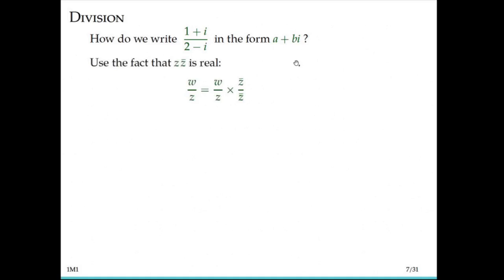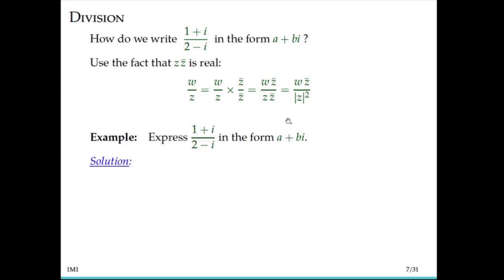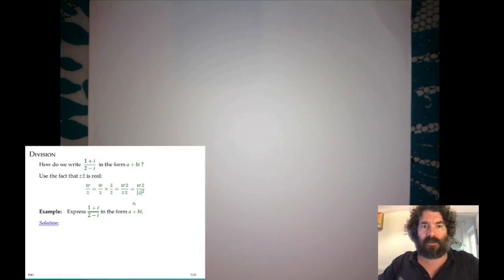Well, in order to do this in general, we use the fact that z times z bar is a real number. So we have two complex numbers, w and z, divided, and we multiply by the denominator's complex conjugate divided by the denominator's complex conjugate. And then in the denominator, we get z times z bar, which is a real number, the modulus of z squared. And so once we've done that, we can identify the real and imaginary parts. So let's do this example that is stated at the beginning of the slide. Switch over to the visualizer for this.